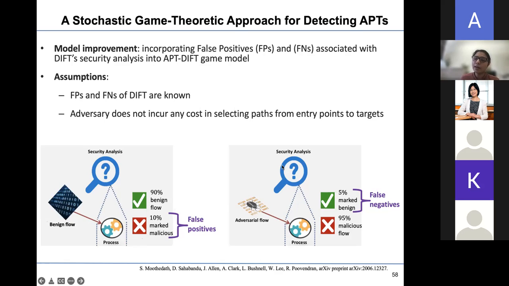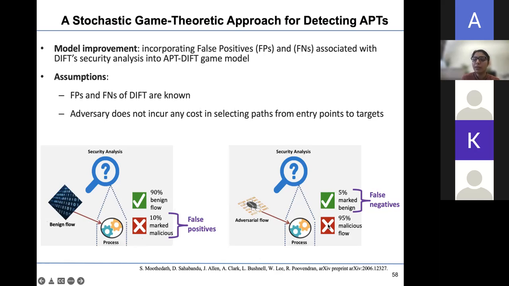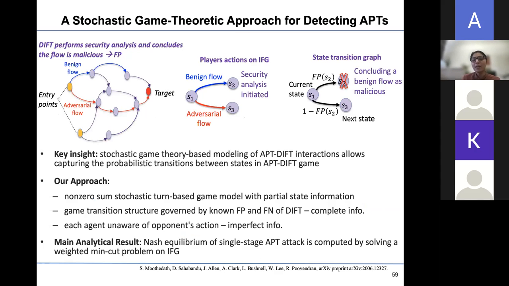Similarly, there is a false negative rate. Suppose an adversarial flow was analyzed, and 95% of the time it is accurately concluded as malicious, but 5% of the time the system makes a mistake, which generates a false negative, right? In the previous model we considered these values negligible, and now we incorporate these values into our model. In this setting, the game essentially becomes a stochastic game.